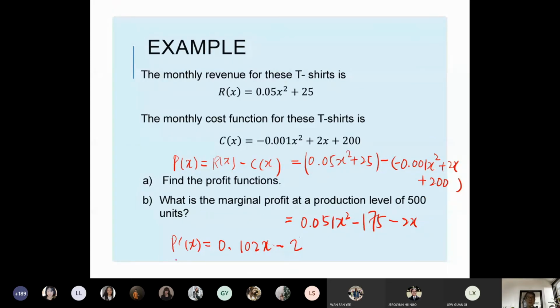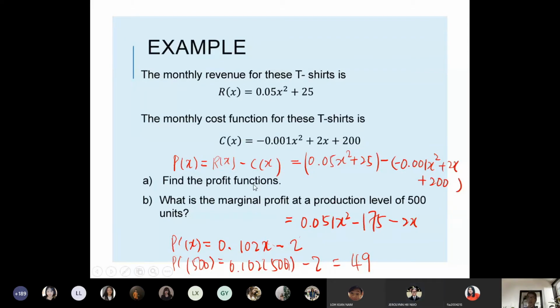So what is the marginal profit at a production level of 500? When x equals 500. Okay, good. What do we get? $49. Sorry? 49. 49, yeah? All right, how about other students? Do you get the same answer as well? Yes. Okay, thank you.